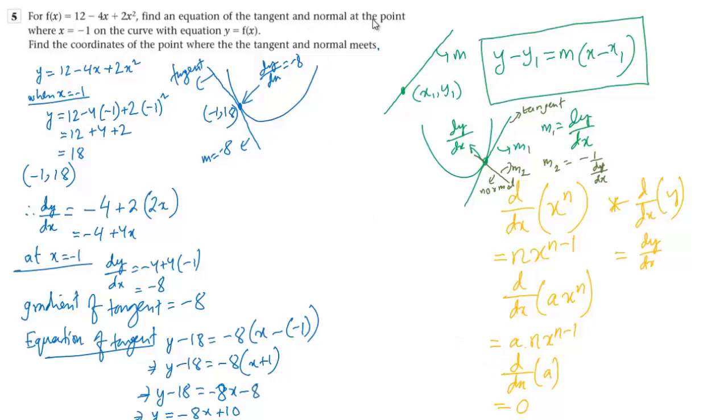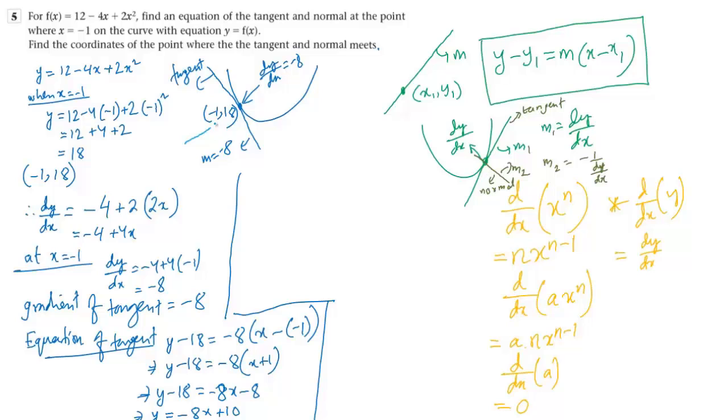Now the next is to find the equation of the normal at the point x equals minus 1. So we know what we need for the equation of a normal. We know the point, which is (minus 1, 18), and we know the expression for the gradient. So let's find the gradient of the normal, which is the negative reciprocal, minus 1 by dy/dx.